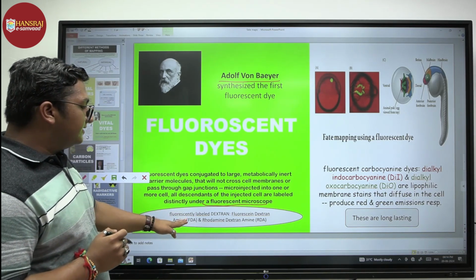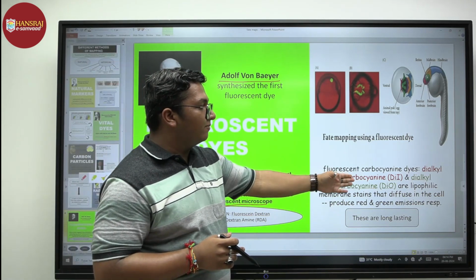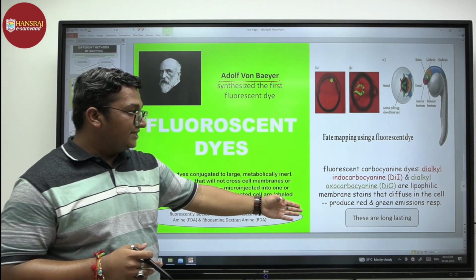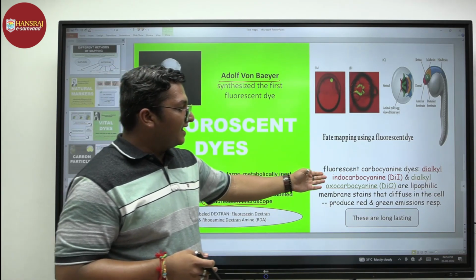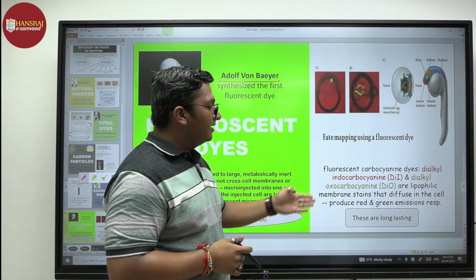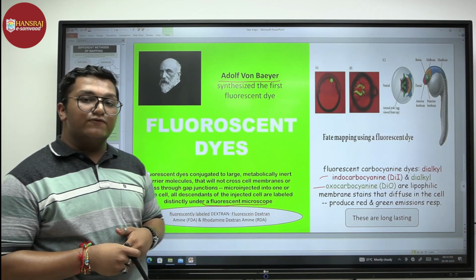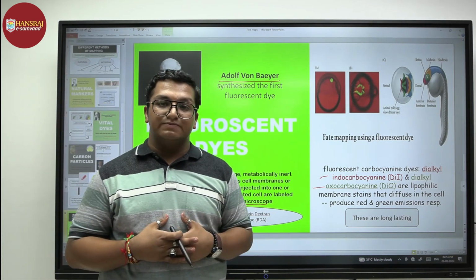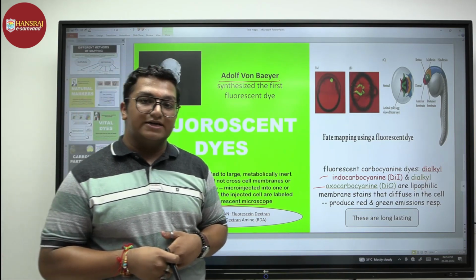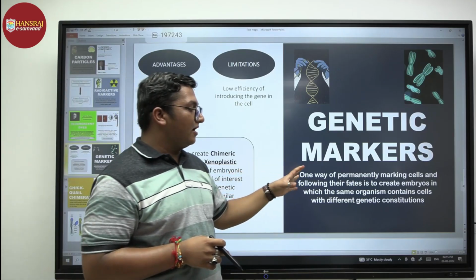So here I have mentioned a few examples of fluorescent dyes like fluorescent carbocyanin dyes, indocarbocyanin and oxocarbocyanin. These are long lasting, and as I have colored it in two different colors, this one gives the red color and this one gives the green color. And these are lipophilic in nature. As you all know that our plasma membrane is bilipid in nature, so these can diffuse very easily into our cell membrane. The last topic for today is the genetic markers.